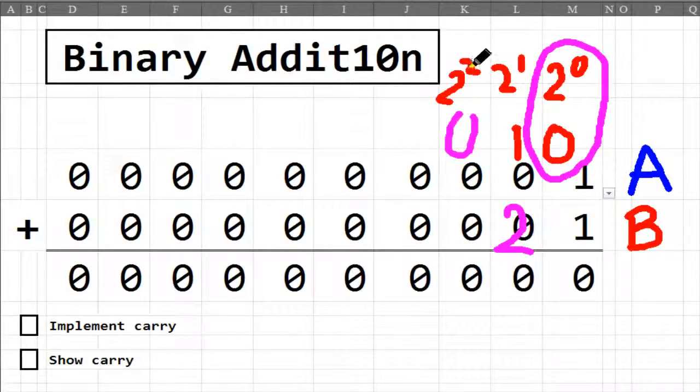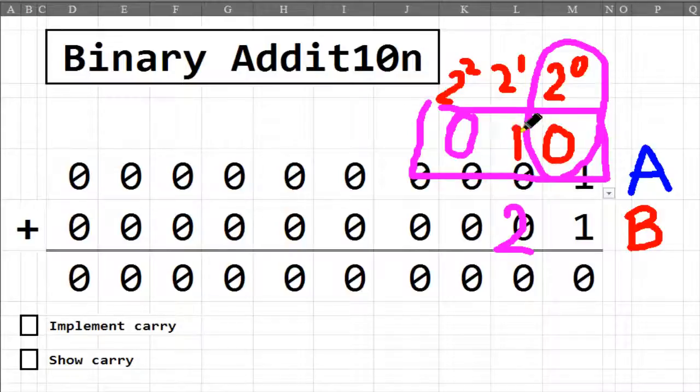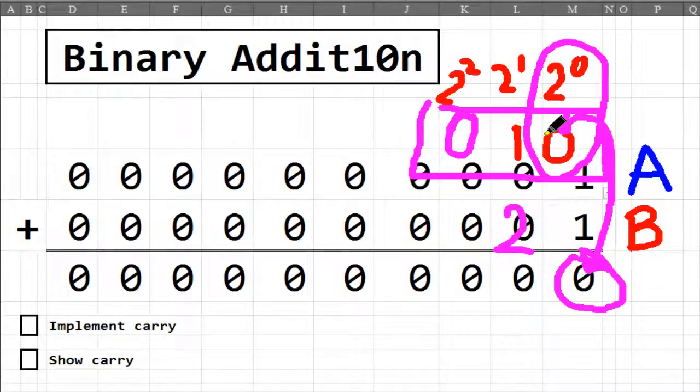2 to the second power is 4. 4 times 0 is 0. So in binary, the number 2 is represented as 1, 0. So 1 plus 1 is 2. The 0 is here. But where is the 1? So how are we going to solve that problem?